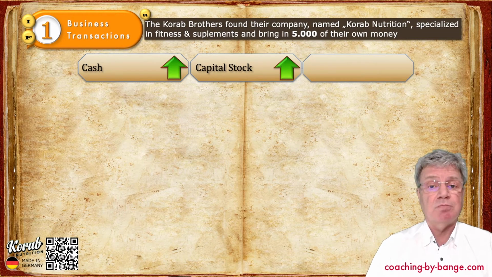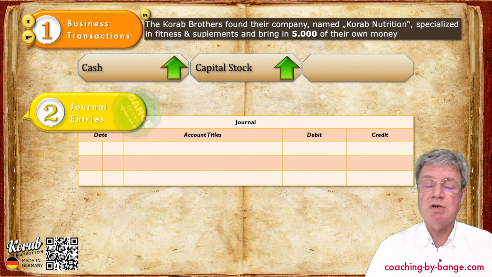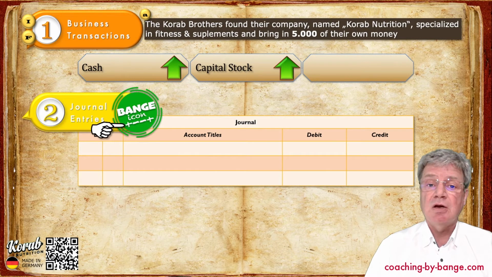Then we have to post it into our journal. What is debit? What is credit? Well, here we have the world famous icon, the Bange icon, which can help us. Cash is an asset, so it is on the left side in the balance sheet, and you see the increase is on the left side. The code word for left, as you remember, is debit. So cash will be debited in the journal.